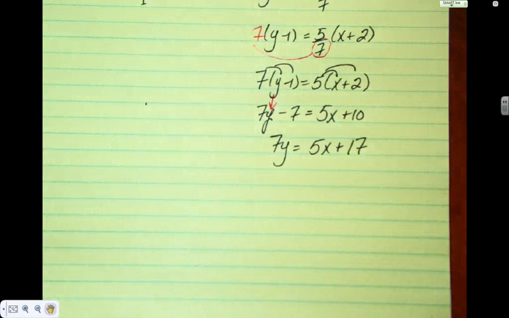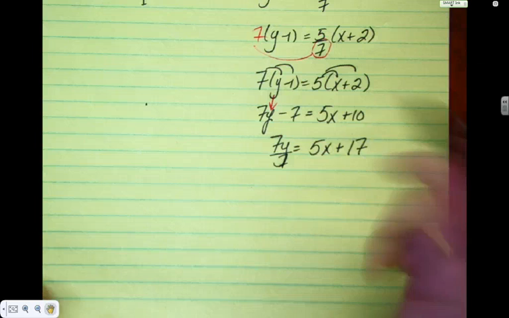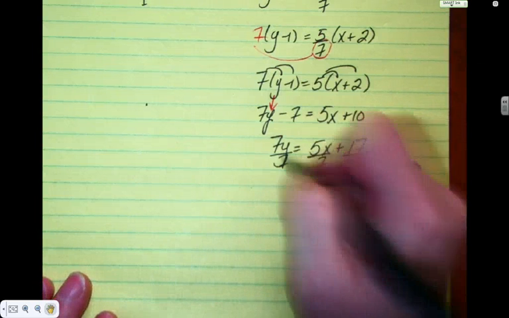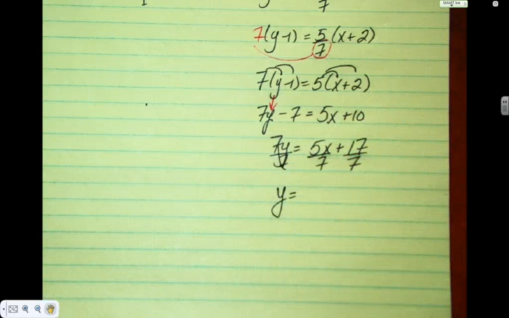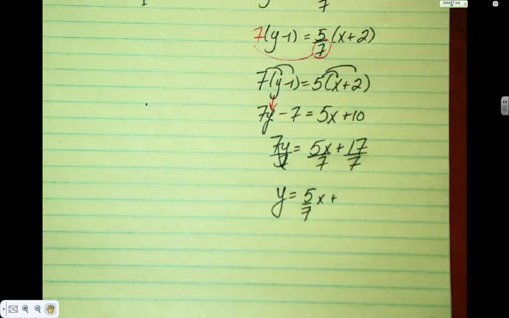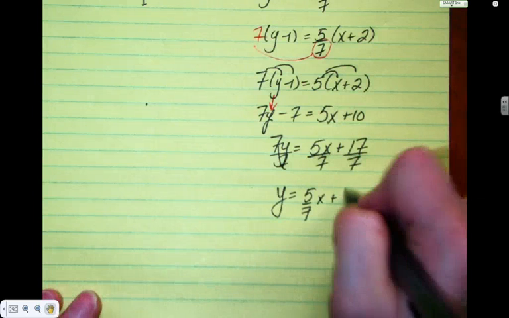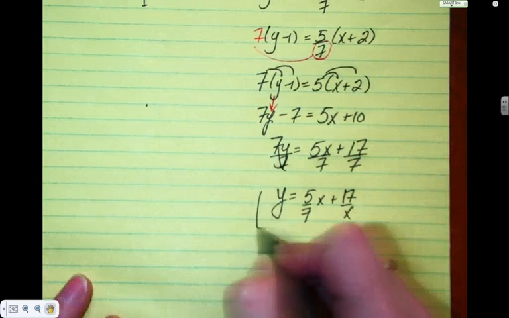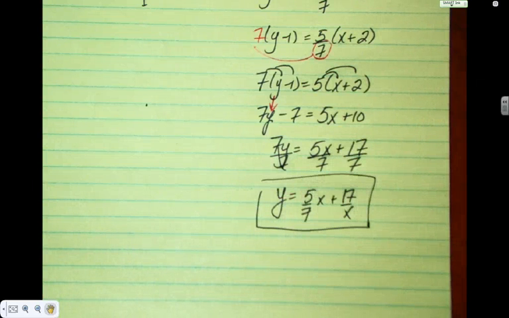How do we get rid of a coefficient of y? Divide by 7. I meant of 7. Divide by 7. Divide by 7. Can I reduce 5 over 7? Nope, we just leave it. Can I reduce 17 over 7? Nope, we just leave it. There's the equation of the line passing through those 2 points.